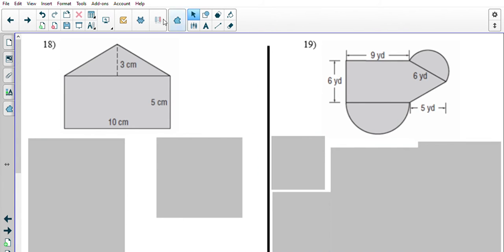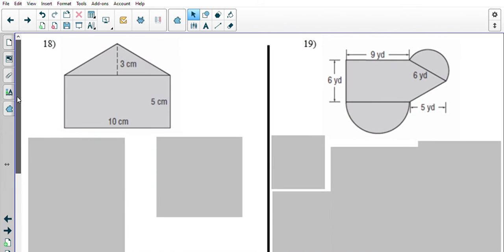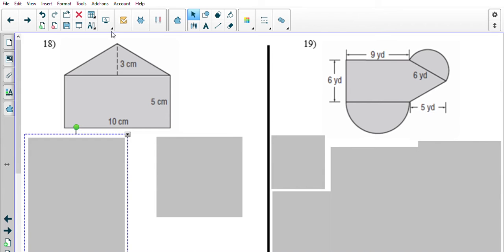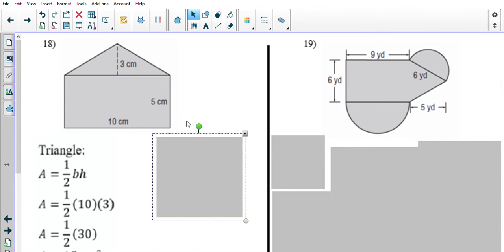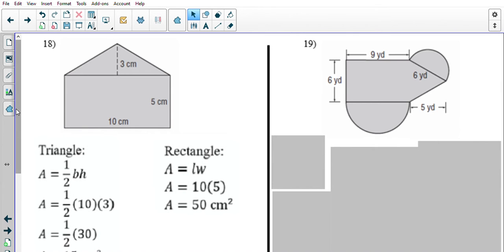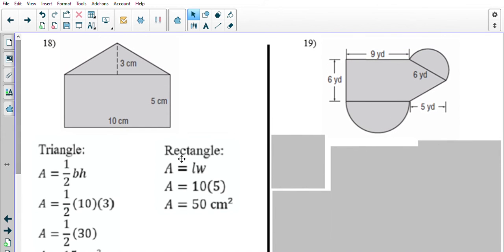All right, moving on to number 18. I will point out number 19 is a really tough one. So if you didn't get number 19, please don't panic. But for question number 18, this is composed of a rectangle and a triangle. The rectangle has dimensions 10 and 5, so the area will be 50.